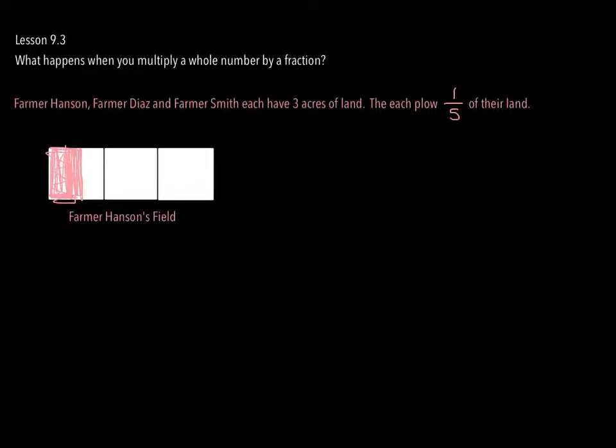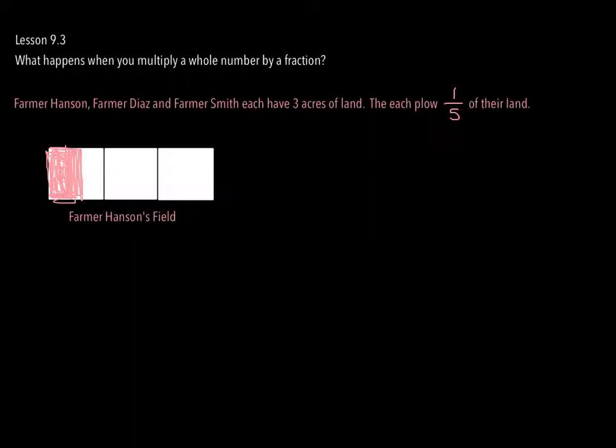First illustration we have here, and pardon my really messy coloring. The question is, can we determine as mathematicians, by looking at this picture, how many acres Farmer Hansen has plowed? Do we know, looking at this picture? The answer is no, because we really can't tell how much is colored in, because we don't have any reference point. We don't know if the acres are divided into equal parts.